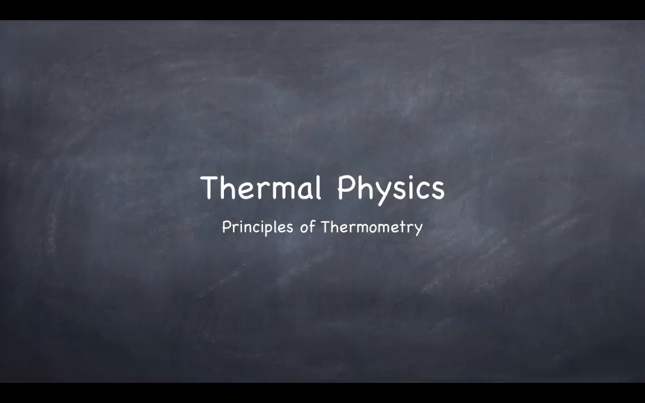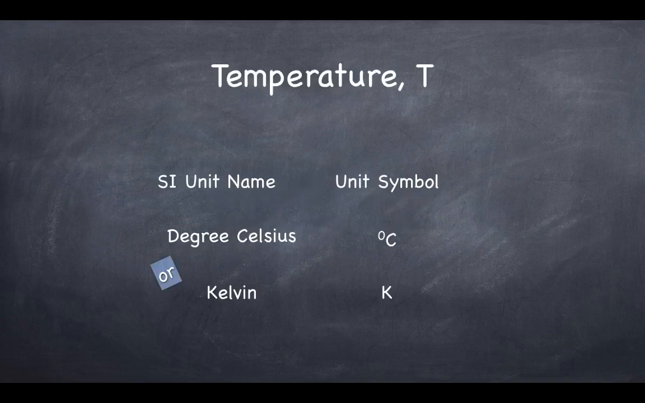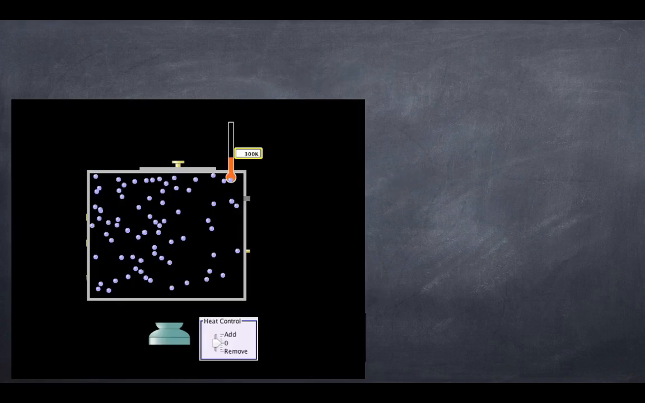We are looking at thermal physics and the principles of thermometry, which deals with how we measure temperature. Now, temperature is used with the symbol T and it's measured in degrees Celsius with the symbol °C, or it's measured in Kelvin with the symbol capital K.